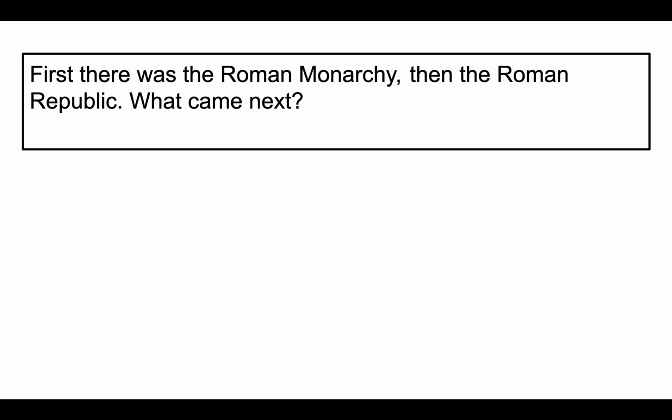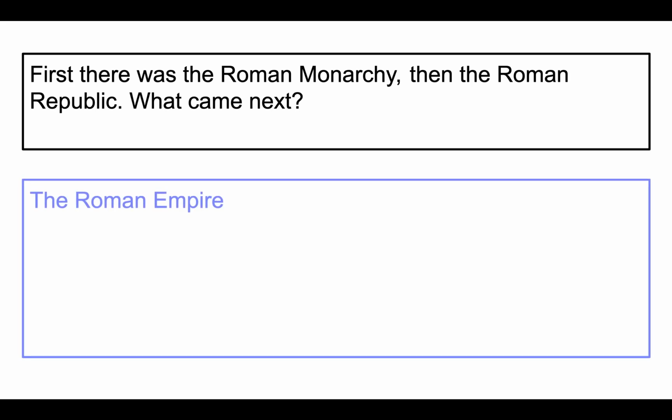All right, so inside of this story, we were talking about how first there was the Roman monarchy, and then the Roman Republic, and then what came next? What came after the Roman monarchy? That was the founding of Rome, the Roman Republic. That's what we've mostly been talking about this year. And then after that will come the Roman Empire. We haven't quite gotten there yet, but these lessons are edging closer and closer to the Roman Empire.